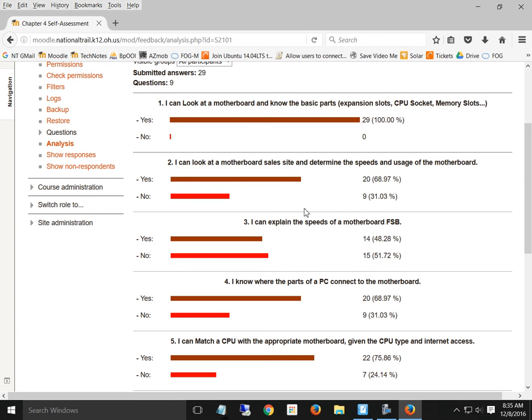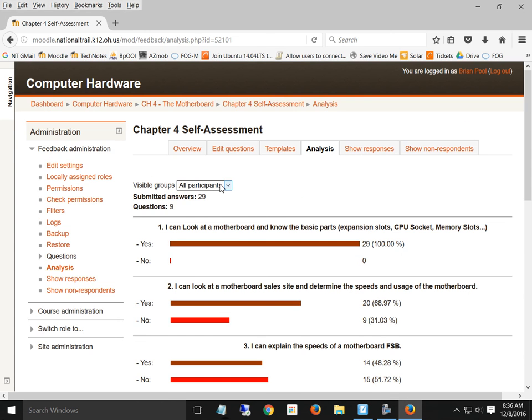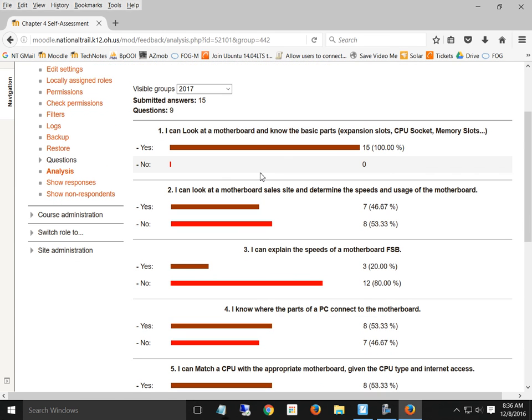Okay, I can look at motherboard, know the basic parts, expansion slots, CPU socket, memory slots. I'm looking at everybody through time. I'm looking at 29 instead of just you guys. Let's go back to 2017, and I haven't deleted any of your old selections, so it still says 15 up there. I can look more sales site, determine speed and usage of the motherboard. Does anybody feel like they can't do that?